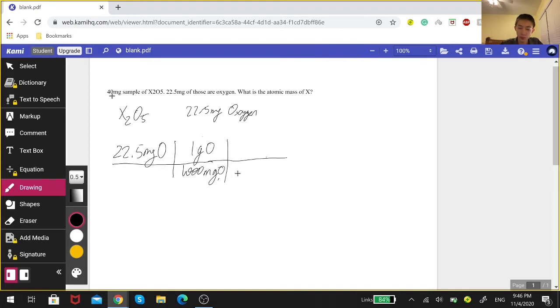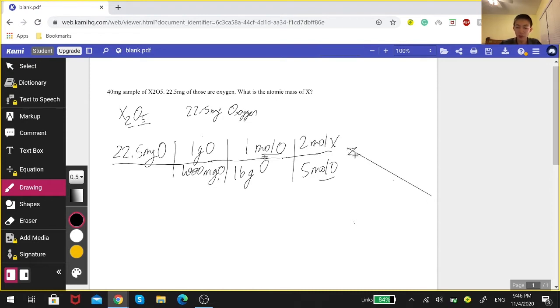And now we want to go from grams to moles. 1 mole has 16 grams, as we can see from the periodic table. And then finally, for every 5 moles of O, there's 2 moles of X. So what we'll do is put 5 moles of O down here, because this is O up here, so O has to be down here. In the end, they'll cross out. 2 moles of X. For every 5 moles of O, there's 2 moles of X.